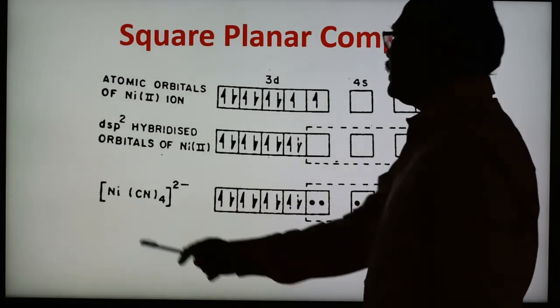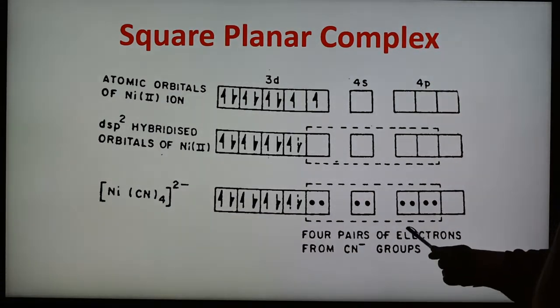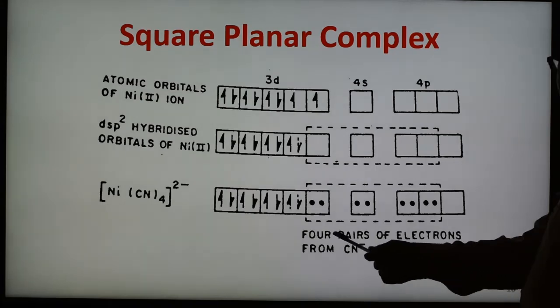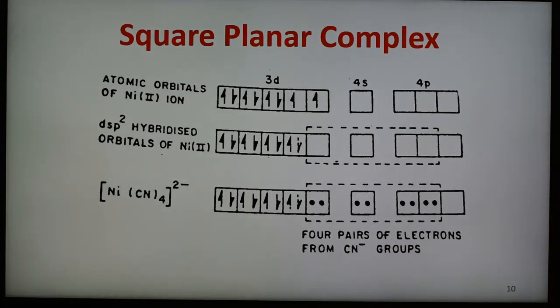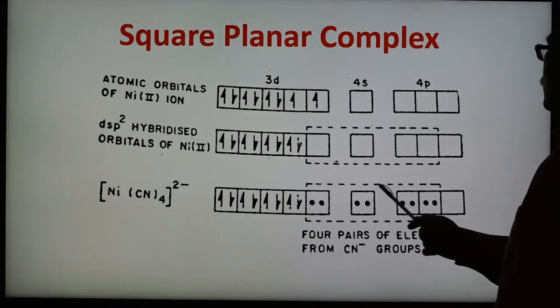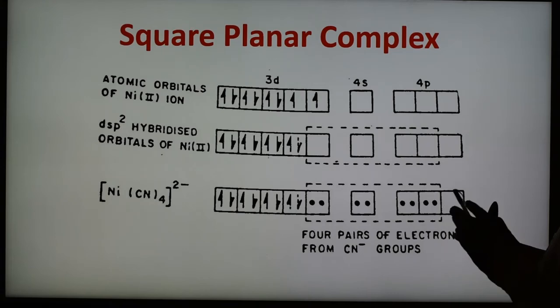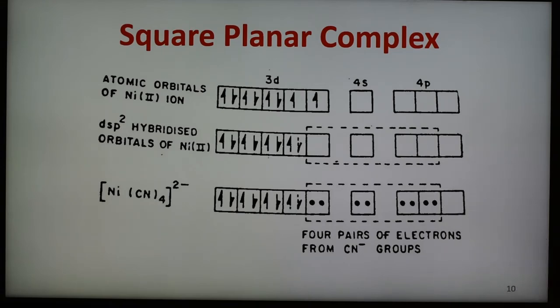So in this case nickel has 2 plus charge, and the 4 CN ligands carry 4 minus, so the complex has 2 minus charge. In this way 4 pairs of electrons from the cyanide ligands are donated, forming this tetracyanonickelate(II) complex. This is another square planar complex. So in tetrahedral and square planar cases the coordination number is 4, but the hybridization is sp3 for tetrahedral and dsp2 for square planar complexes.